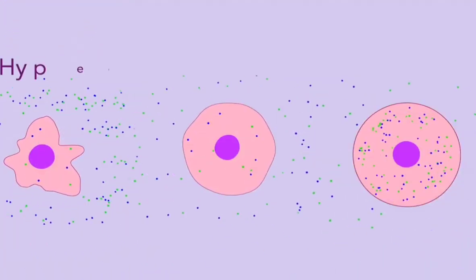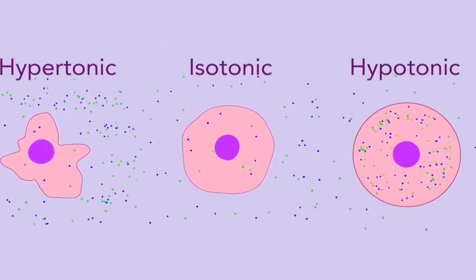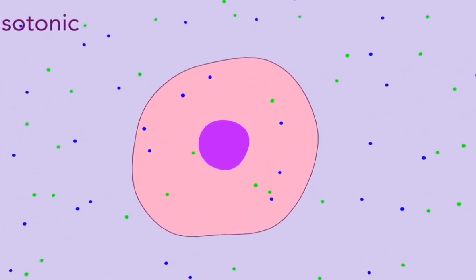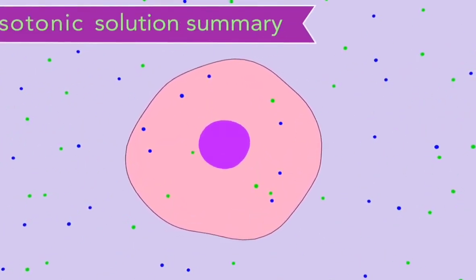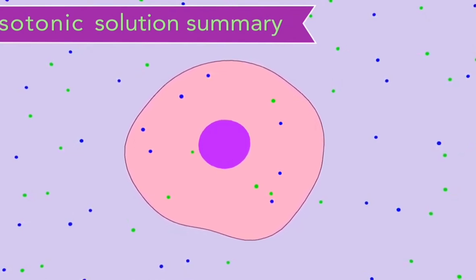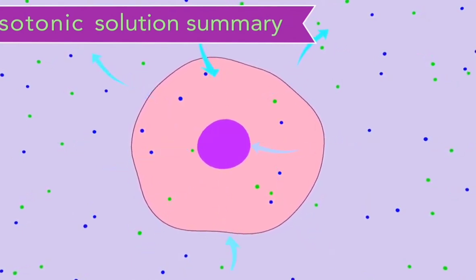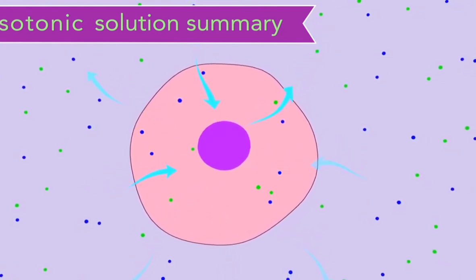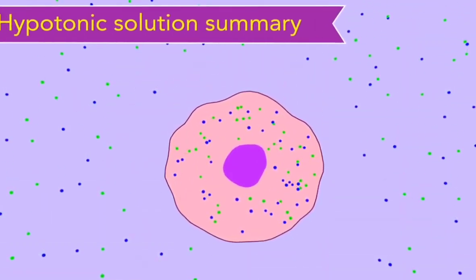So to recap, we can have solutions that are hypertonic, isotonic, or hypotonic with respect to the cell. In an isotonic solution, the water concentration inside and outside the cell stays about the same. The water concentration stays the same because the concentration of solute is the same. As a result, there's equal movement of water in and out of the cell, so the size of the cell stays the same. Here's a hypotonic solution.